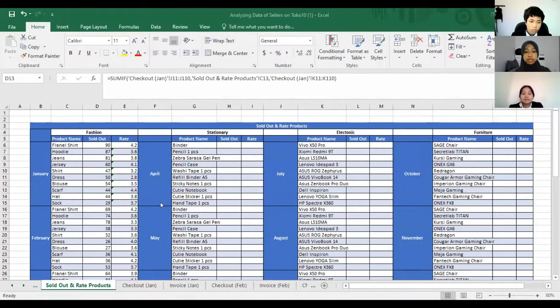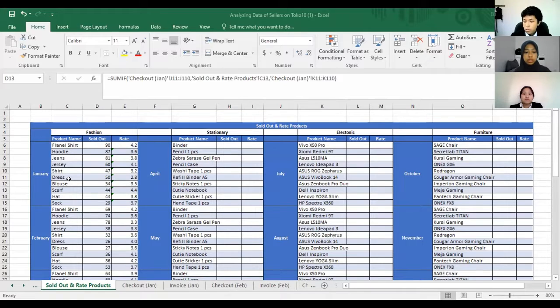Next, this is the worksheet table, sort out and read products. This table is needed to retrieve data and sort out read products for each month from each seller. This table was created to make it easier to see the progress of each seller by month, like how many of each product were sold out and what was the average rate of the product.